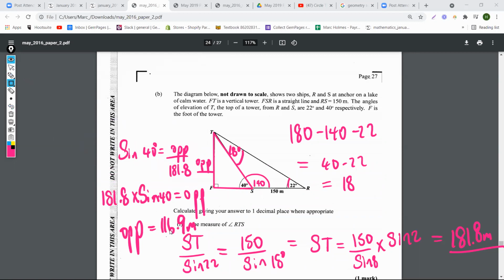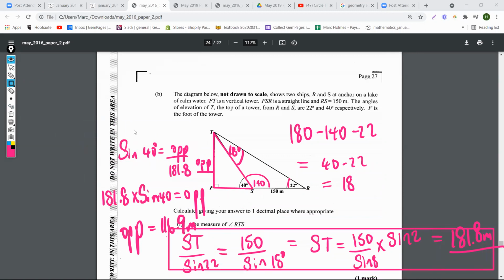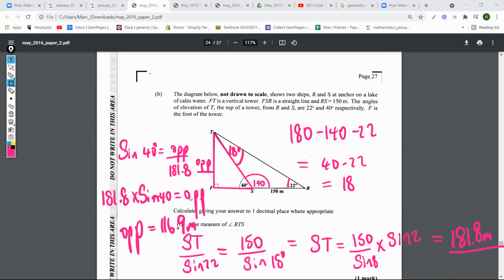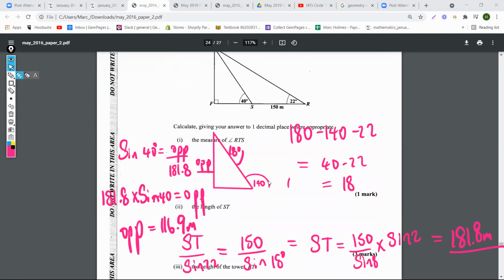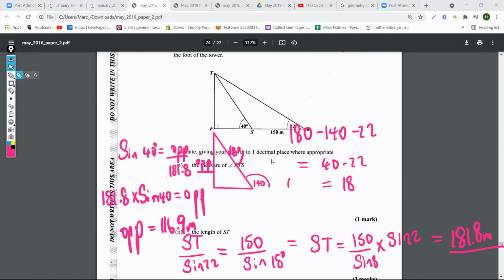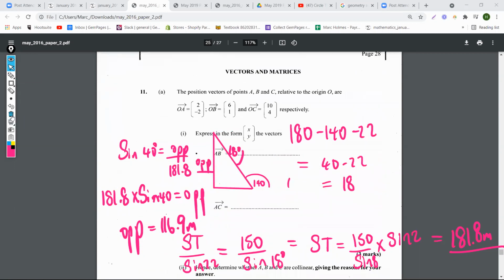But I just really hope you don't get a sine rule question, to be honest. I hope you don't. But this wasn't too bad still. It wasn't that bad, but I did it just in case. I'm not going to spend too much time on it because I don't see the sine rule stuff in the exam, but I just did it just in case. And let's move on to vectors and matrices.